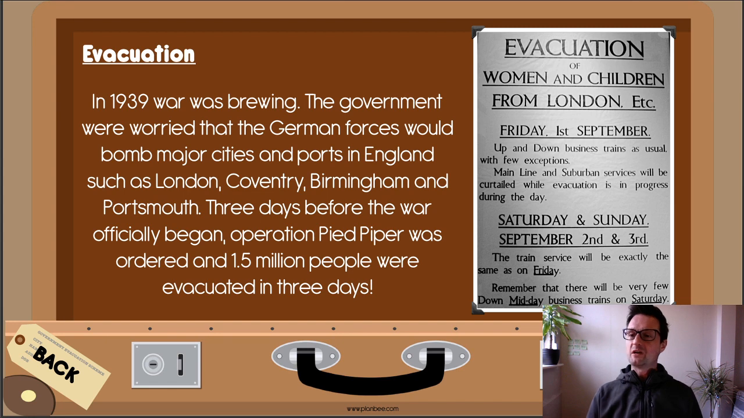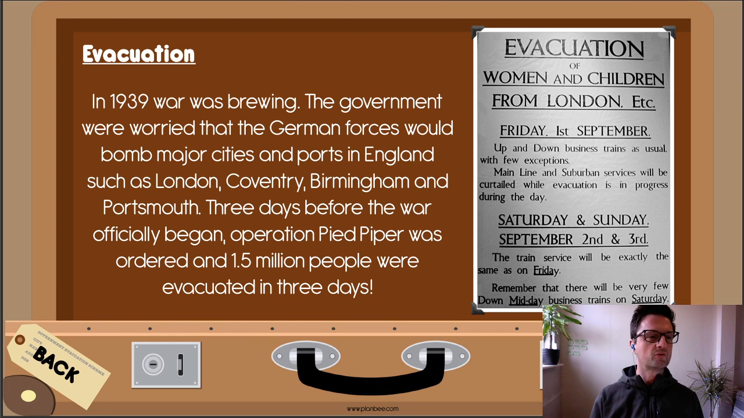So, evacuation. In 1939, war was brewing. The government, that's the government in the UK, were worried that German forces would bomb major cities and ports in England, such as the cities of London, Coventry, Birmingham and Portsmouth. Do you live near any one of those cities? Or maybe you live in one of them.